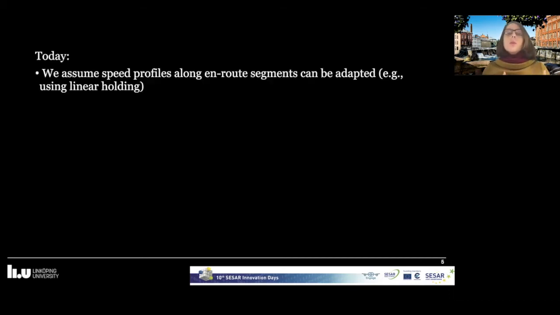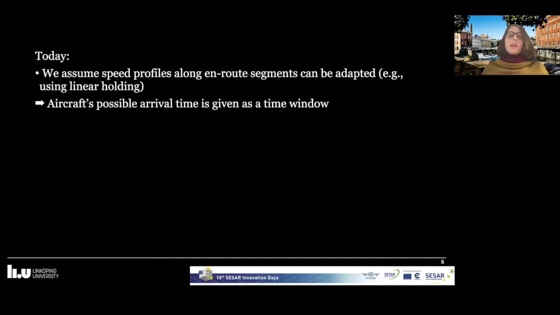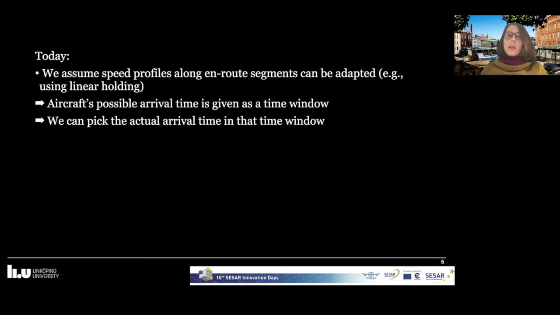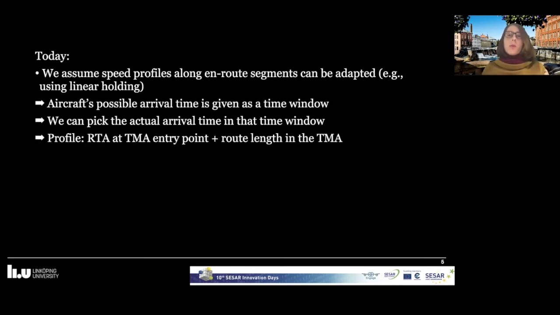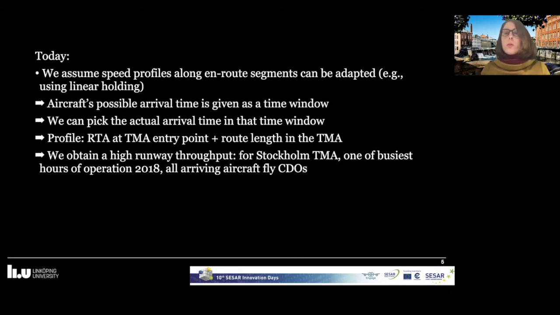We assume that the speed profiles along the en route segments can be adapted. So the aircraft arrival time falls in a time window, and within this time window, we can pick a time. That is, our profiles give both an RTA at the TMA entry point and a route length in the TMA. And when we use that, we could achieve a high throughput. So when we apply this to Stockholm TMA for one of the busiest hours of operation in 2018, we could enable all aircraft to fly CDOs.